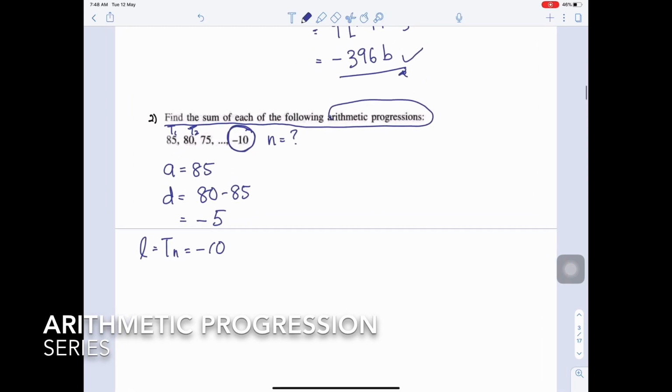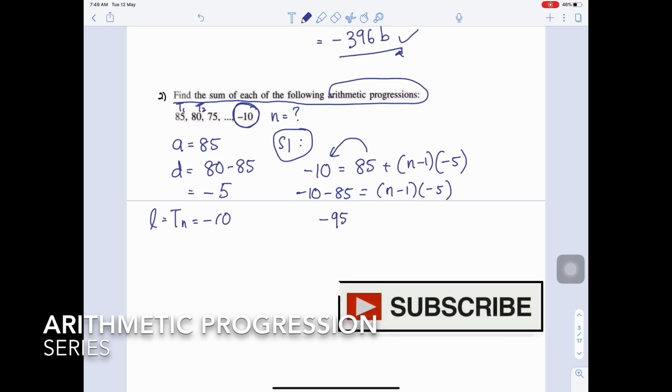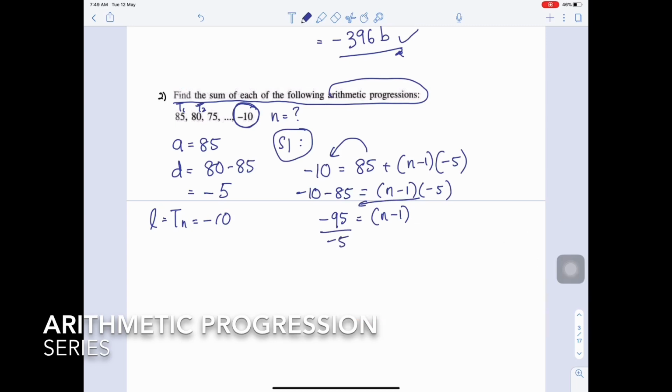Before we solve this question, step 1, we must find the value of n, and then we find the sum of the first n terms. tn equals negative 10 equals 85 plus n minus 1 times negative 5. So bring 85 to the left: negative 10 minus 85 equals n minus 1 times negative 5. So you get negative 95 equals n minus 1 times negative 5. Bring the negative 5 to the left. Then I rearrange, n minus 1 on the left, and negative 95 divided by negative 5, we get 19. Bring to the right, therefore n equals 20.